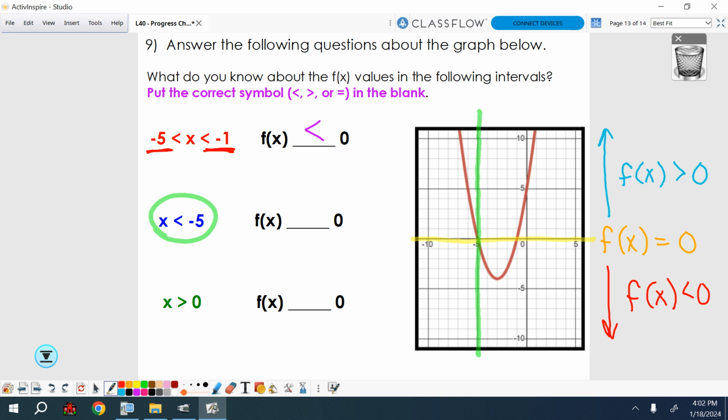Okay, if this is where x equals -5, then everything on this side is where it's less than -5. So what that means is we're talking about just this part of my parabola, everything that's on the left of that green line. So this part of my parabola that I highlighted blue, if I look at that, is that going to be greater than 0, which is this yellow line, less than 0, or equal to it? Well, if I look at that blue section, I can see that it's above the yellow line, which means it's going to be greater than 0.